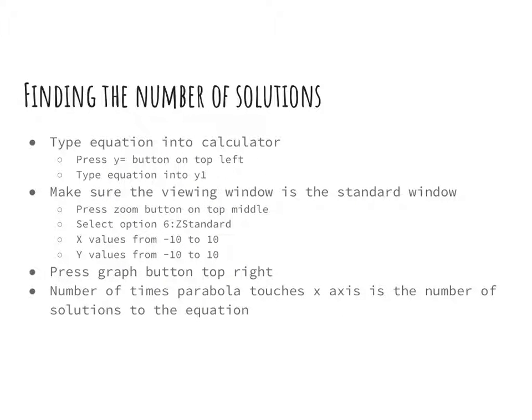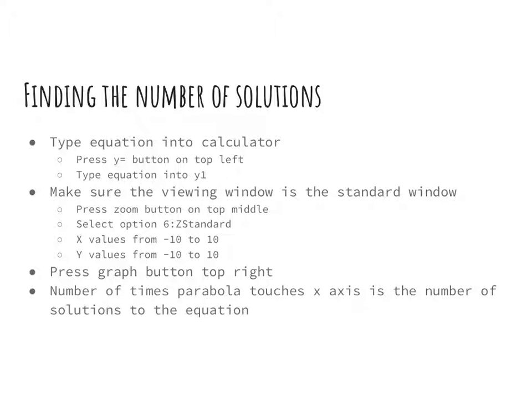So the first thing we're going to be doing is finding the number of solutions that we could get. Now there's a few different ones that we could have, but we're going to use the calculator to do that. So we're going to type the equation into the calculator. We press the y equals button on the top left, and then we type our equation into y1. We make sure the viewing window is the standard window, and how to do that, we press zoom, and then option 6, Z standard. What that'll do is give us x values from -10 to 10 and y values from -10 to 10.